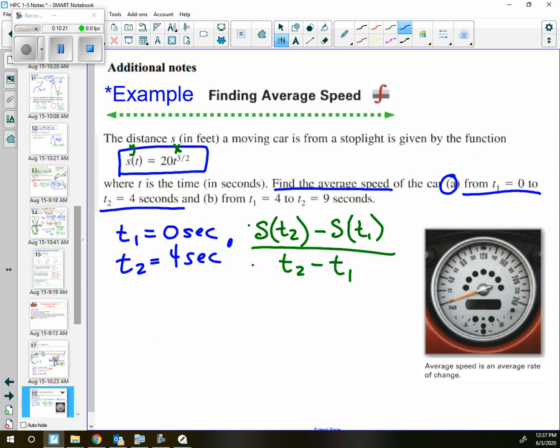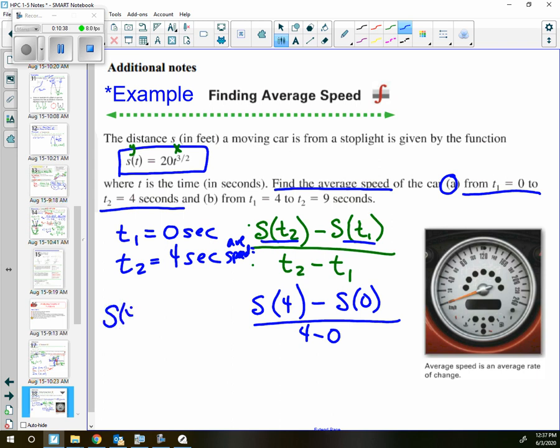So this is the average speed equals. All right, so let's go ahead and calculate each of these. So s of 4 seconds minus s of 0, over 4 minus 0. Let's see what we come up with. If we plug 4 in here, that would be 20 times 4 to the 3/2 power. Now I'm going to talk about it, but you can type it into your calculator, but let's see if we remember what 3/2 power means.